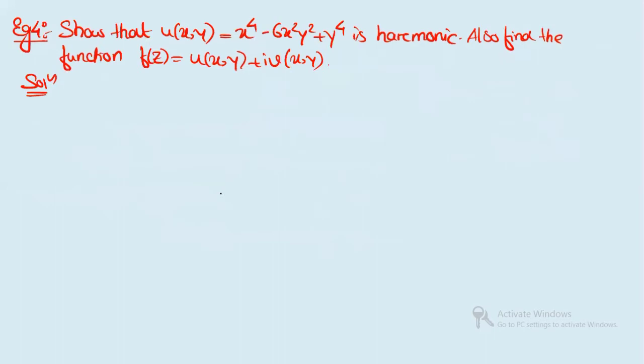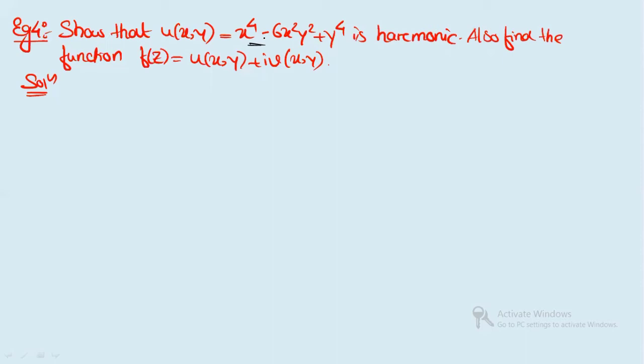Now let's come to the next question. Here, what is said? Show that u of x, y equals x to the power 4 minus 6x square y square plus y to the power 4 is harmonic. Also find the function f of z equals u plus iv. First you have to show that this particular function, that is the real part, is a harmonic function, and also you have to find the entire function.